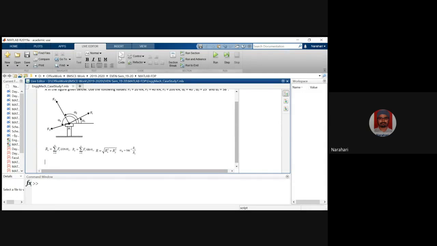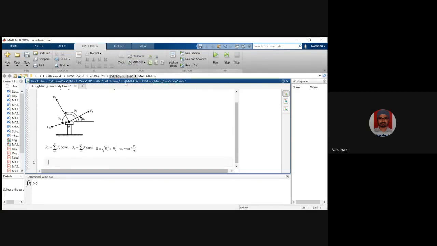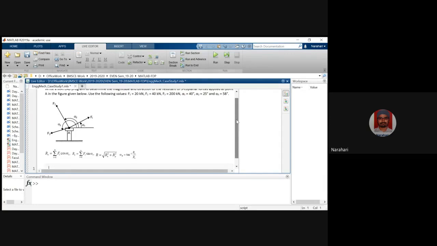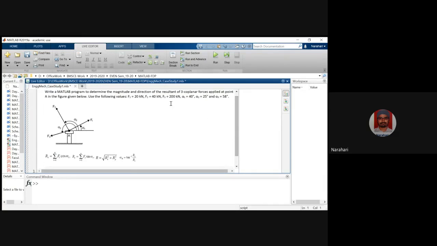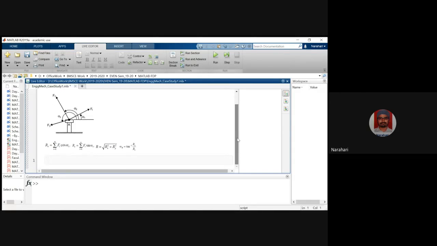Okay, now I'll go into this code. I'll just click on this particular code. So now I'm ready to do the coding. I suggest you just note down these values somewhere. F1 is 20 kilonewton, F2 is 40 kilonewton, F3 is 200 kilonewton, alpha 1 is 40 degree, alpha 2 is 25, alpha 3 is 58, right? So these are all the things we need to code.